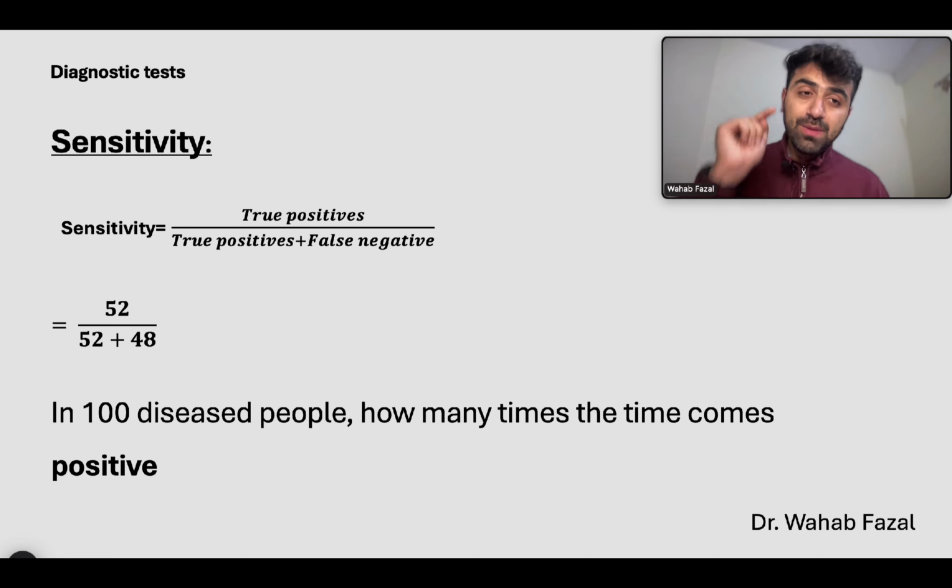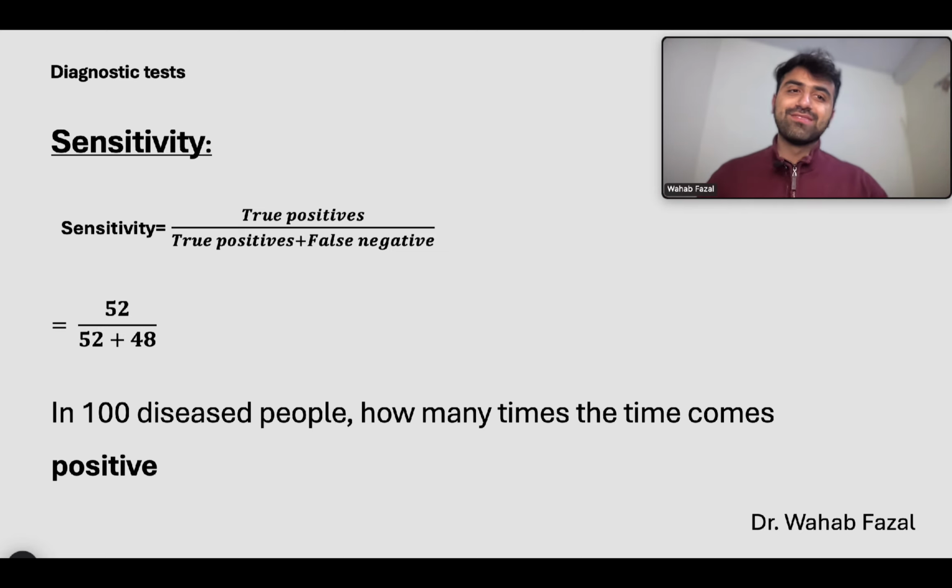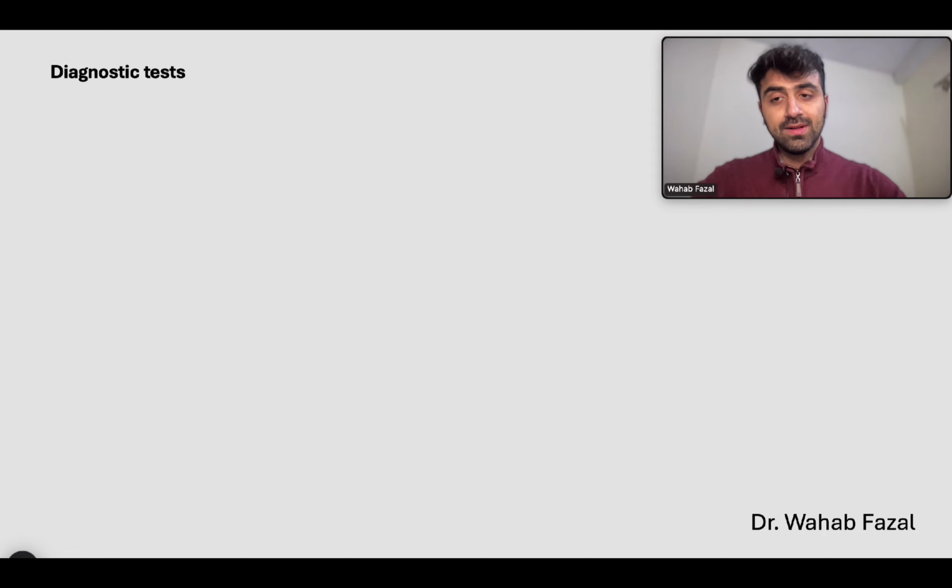The test comes up in 100 people with the disease. This test with 85% sensitivity comes up positive only 85 times. The rest of the 15 are false negatives. That is how I want you to understand the concept of sensitivity for the purposes of your exam. This will help you solve all of the relevant questions. So let's take an example again.